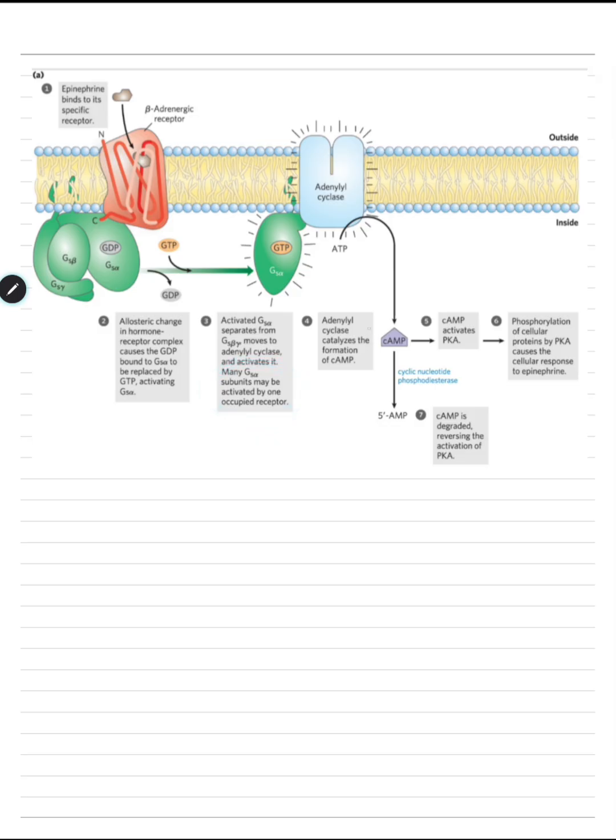Adenylyl cyclase catalyzes formation of cyclic AMP. Cyclic AMP activates protein kinase A. Phosphorylation of cellular proteins by protein kinase A causes cellular response to epinephrine. Cyclic AMP is degraded by cyclic nucleotide phosphodiesterase, and that reverses the activation of protein kinase A and terminates the signal.